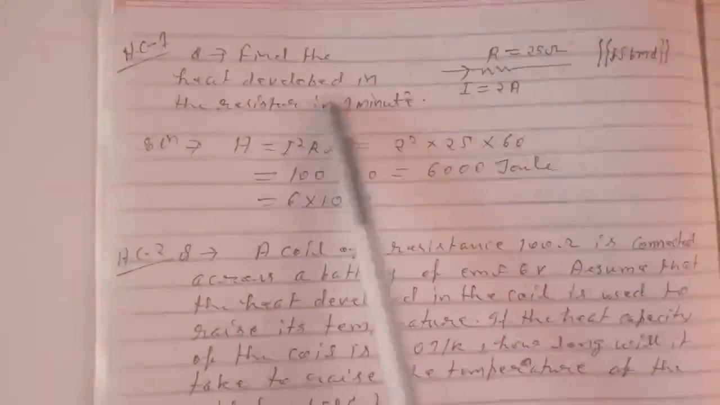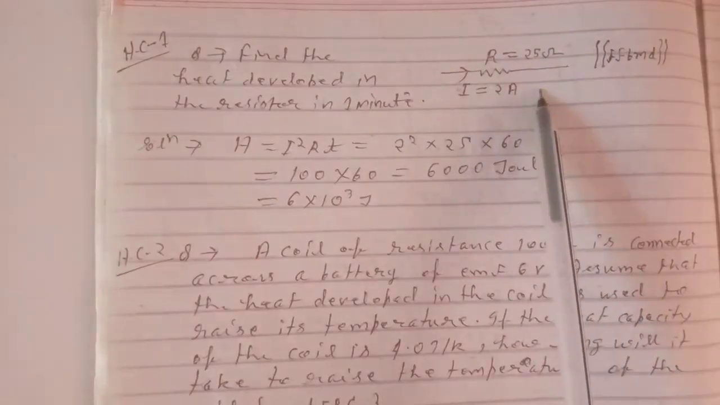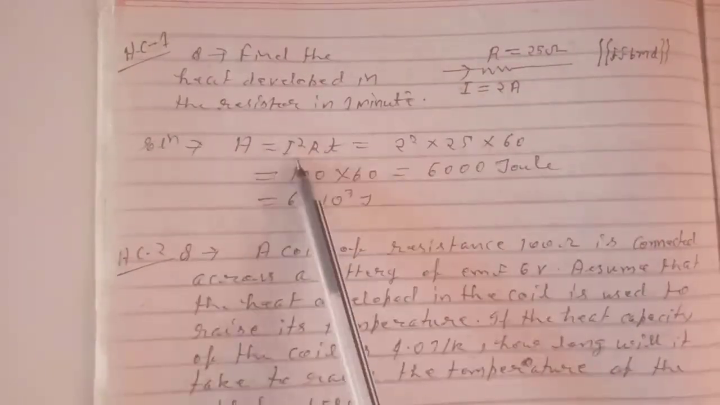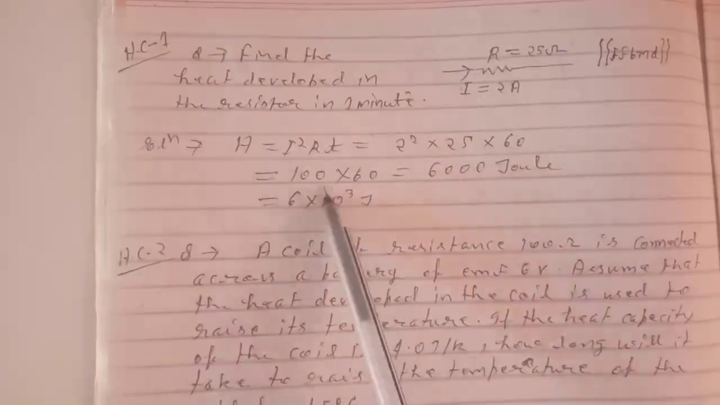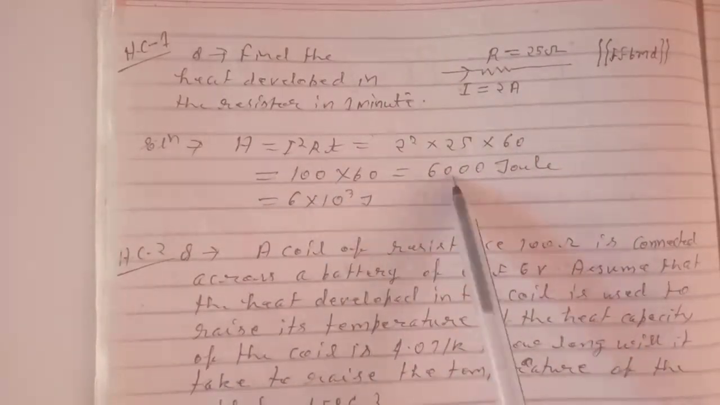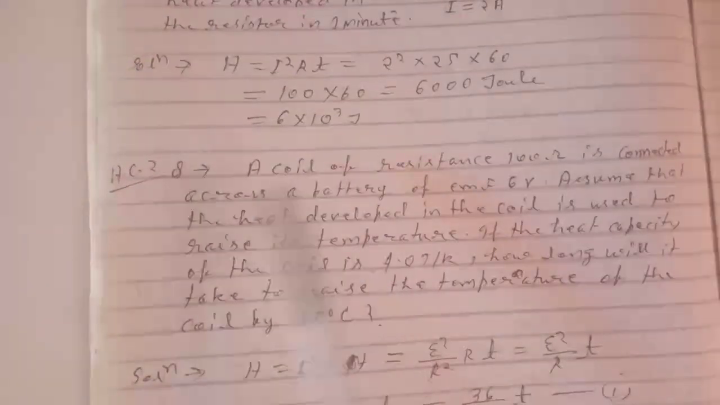Question: find the heat developed in the resistor in 1 minute as shown in the figure. We have H equal to I square R t, or 2 square into 25 into 60, or 100 into 60 equal to 6,000 joule, or 6 into 10 to the power 3 joule.